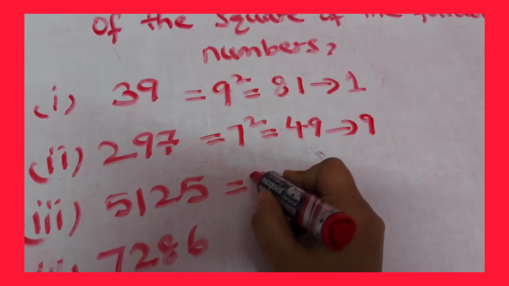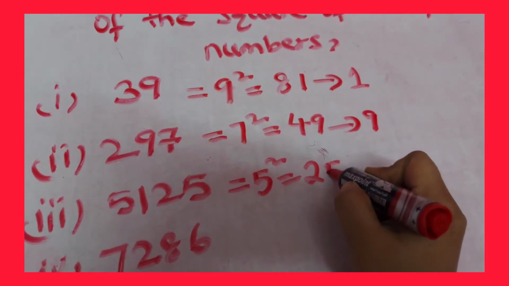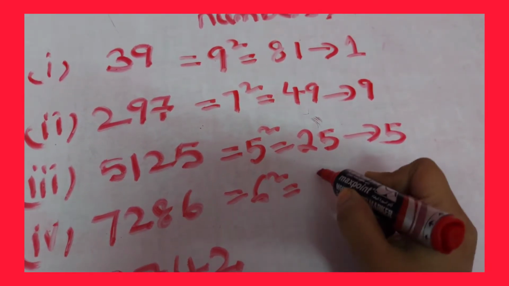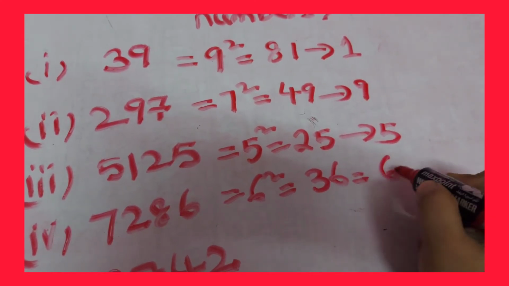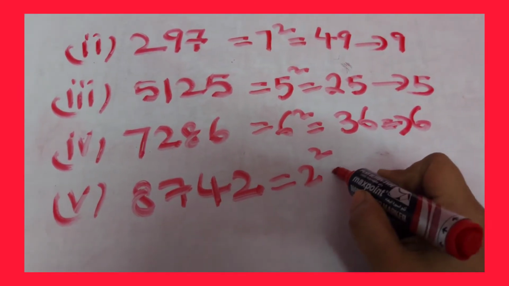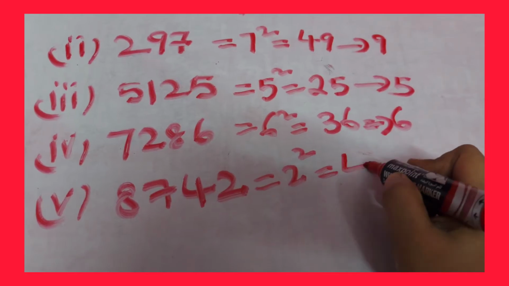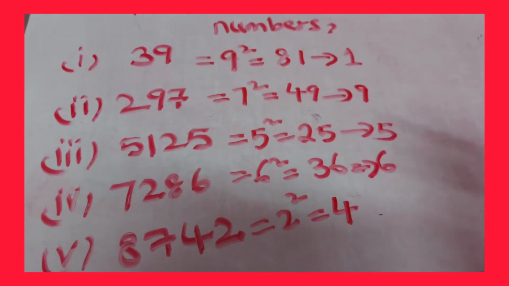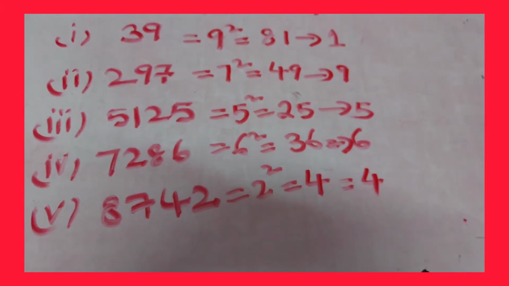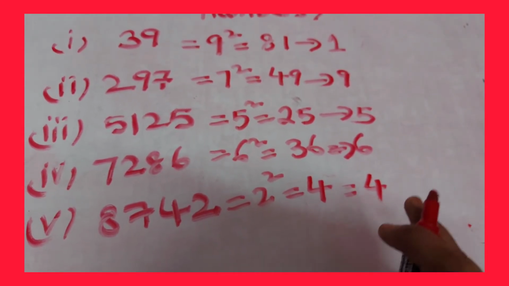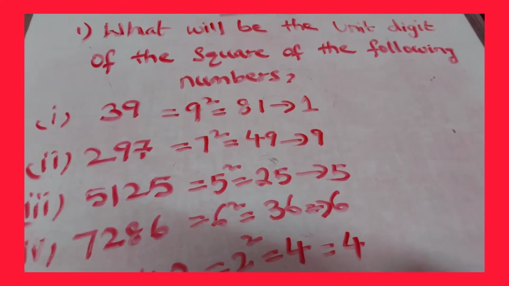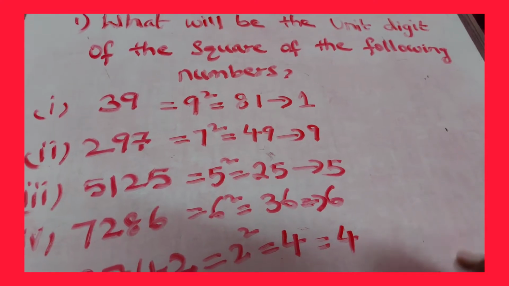Then here 5 square again. 5 5s are 25. Again the answer is 5 in ones place. Here again 6 square. 6 6s are 36, so the answer is 6. Then 2 square. 2 2s are 4, so the answer is 4 only. So like this you have to write the unit digit of the square of the number.